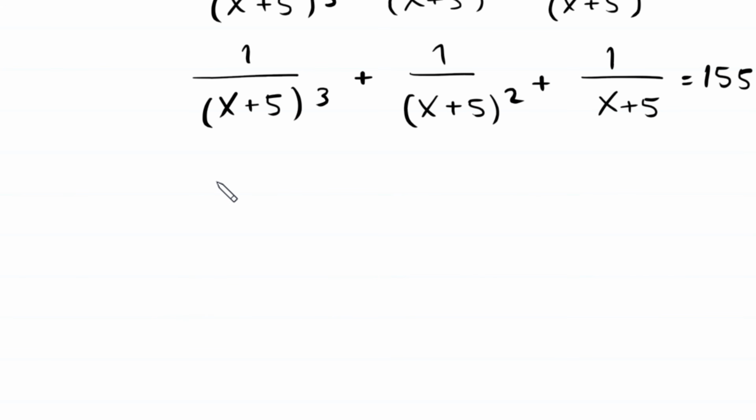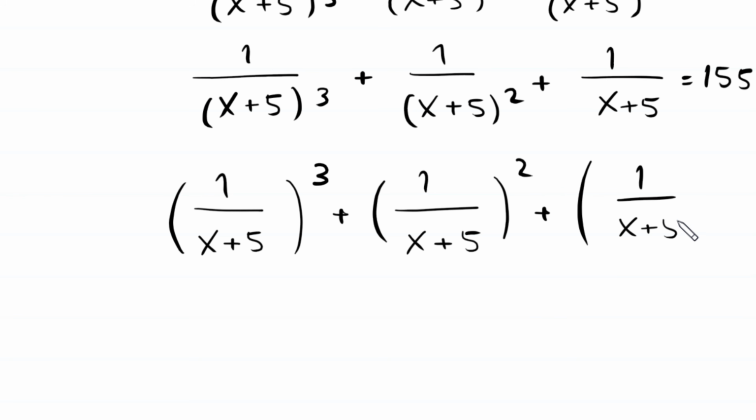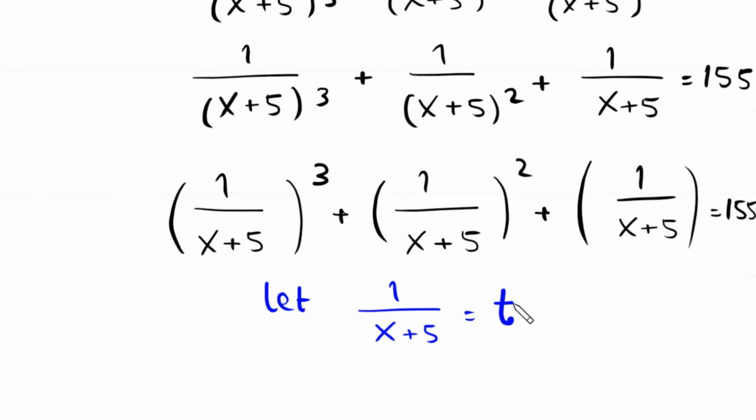Now this first fraction can be written as 1 over (x plus 5) whole cubed plus this can be written as 1 over (x plus 5) whole squared plus this remains same 1 over (x plus 5) equal to 155. Now to simplify the solution, we suppose that let 1 over (x plus 5) equal to t. So this equation will become t cubed plus t squared plus t equal to 155.